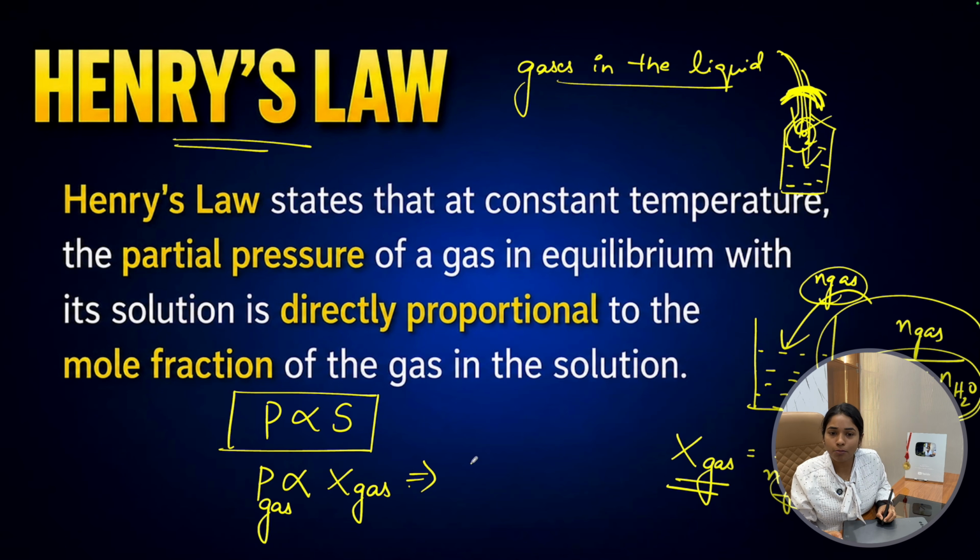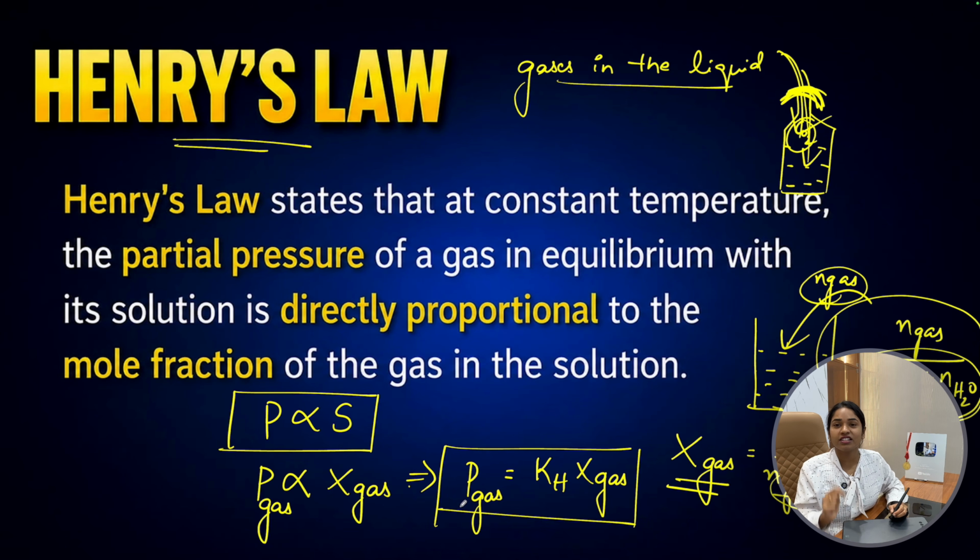Then remove the proportionality and put a constant. This is based on Henry, so we call it Henry's constant KH, into the mole fraction of the gas. Can you repeat the formula, children? Pressure of gas is equal to KH, Henry's constant, into the mole fraction of the gas, that is X gas. Done? Is it clear? If you observe this formula carefully, pressure of gas is equal to KH into mole fraction of gas.